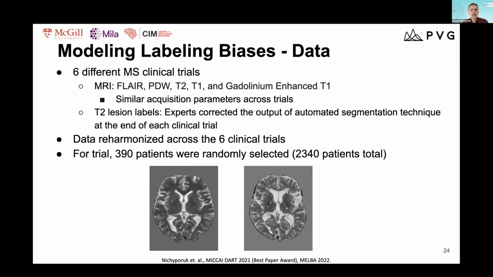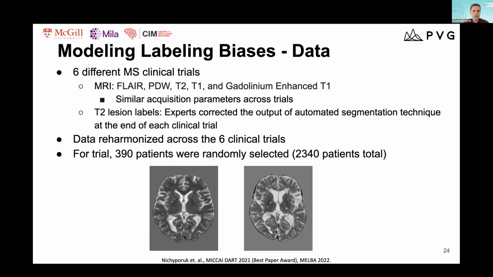So here's the data. We use 6 different MS clinical trials. We have MRI data, including FLAIR, PDW, T2, T1, and gadolinium enhanced T1. In all cases, there were similar acquisition protocols across the trials.